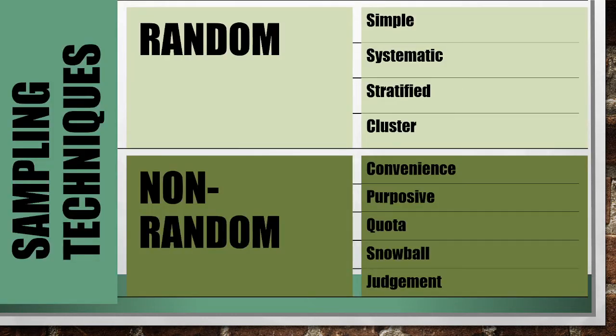In that, we will be dividing the sampling techniques into two main categories: the random sampling techniques and the non-random sampling techniques. Selecting of samples will fall under both. But just choosing will introduce some biases in your research. For random sampling, we have simple random sampling, systematic random sampling, stratified random sampling, and cluster sampling. For non-random sampling, we have convenience sampling, purposive sampling, quota sampling, snowball sampling, and judgment sampling. First, let's discuss random sampling.